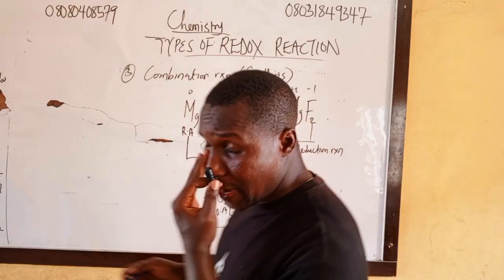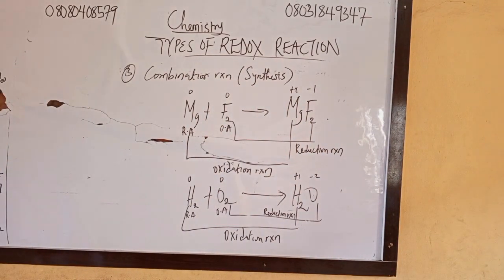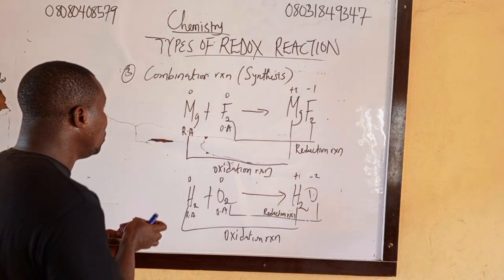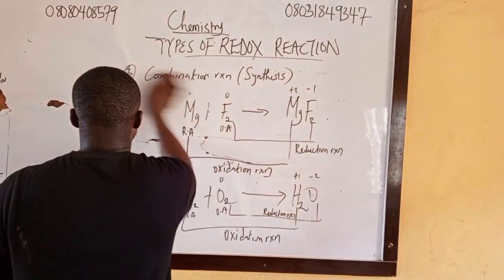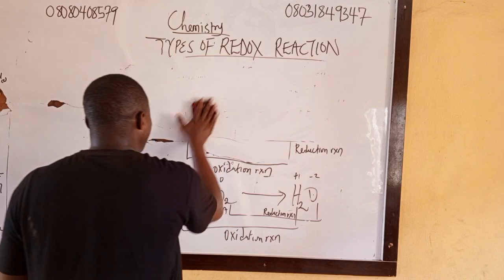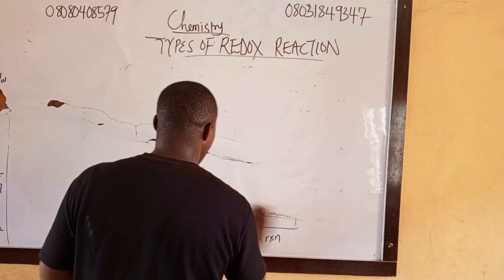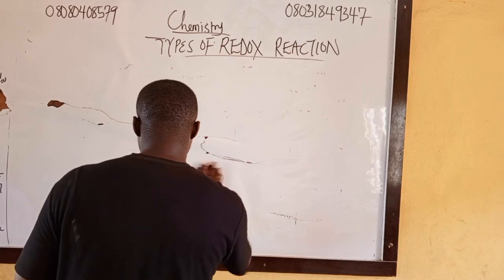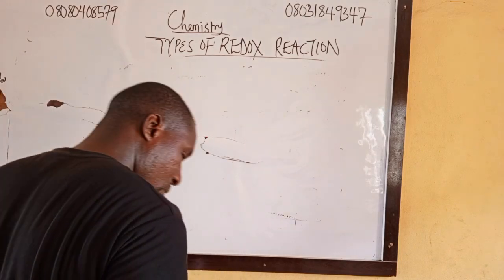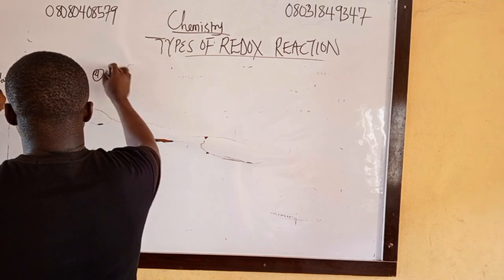Let us move to another type. Another type of redox reaction, which is disproportionation reaction. Disproportionation reaction. Number 4.